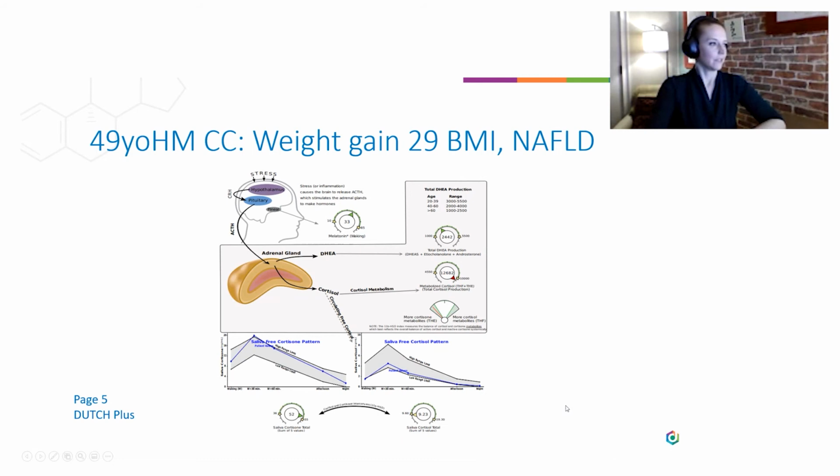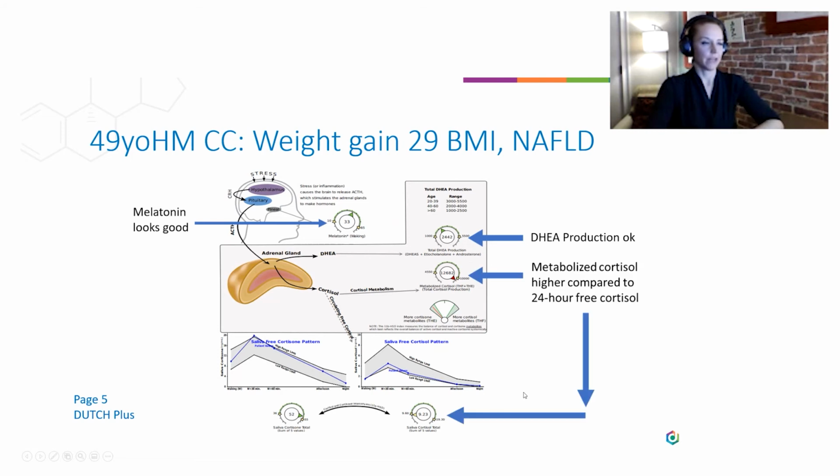Let's look at his adrenal profile. And he's got a lot of the same presentation, although his melatonin looks better than the other two. DHEA production, remember, looks okay, probably the fenofibrate influence, but he definitely has this metabolized cortisol higher than the free cortisol. Oh, and this shift towards the tetrahydrocortisone, very much preserved across all 3 patients.